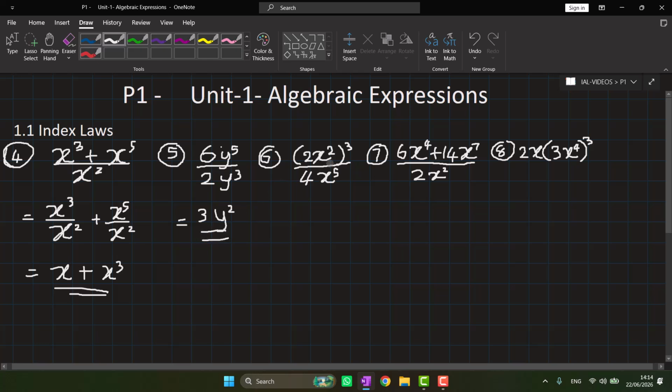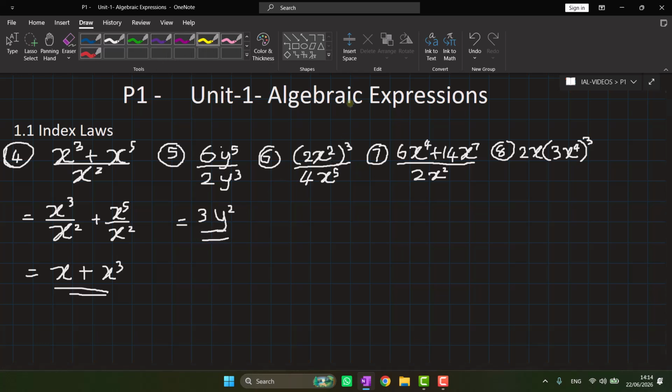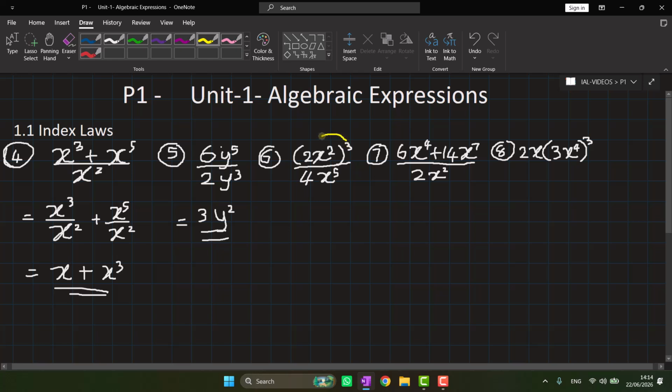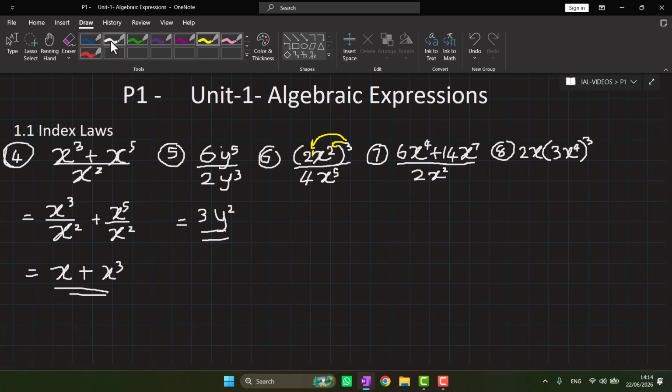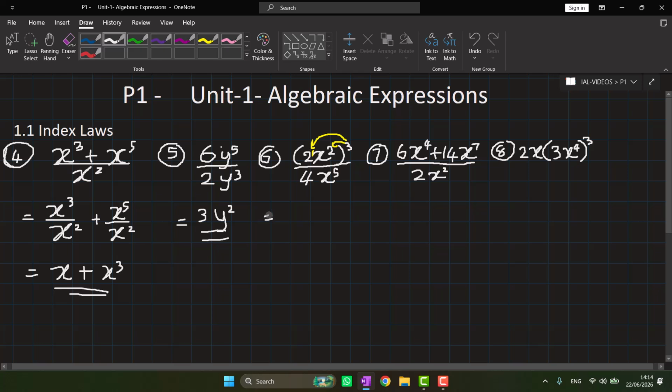Then sixth example, you have to multiply by this cube over here, the two terms inside the bracket. This is 2 to the 1. So you'll be getting 2 cubed, which is 8, x to the 6, whole thing over 4x to the 5.